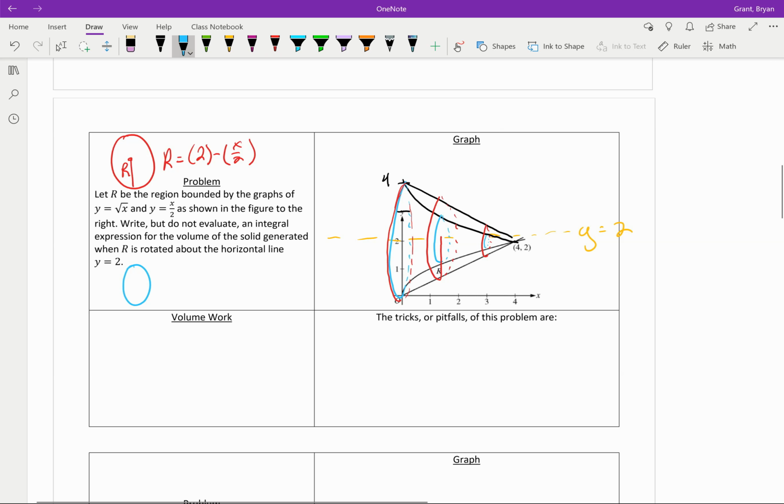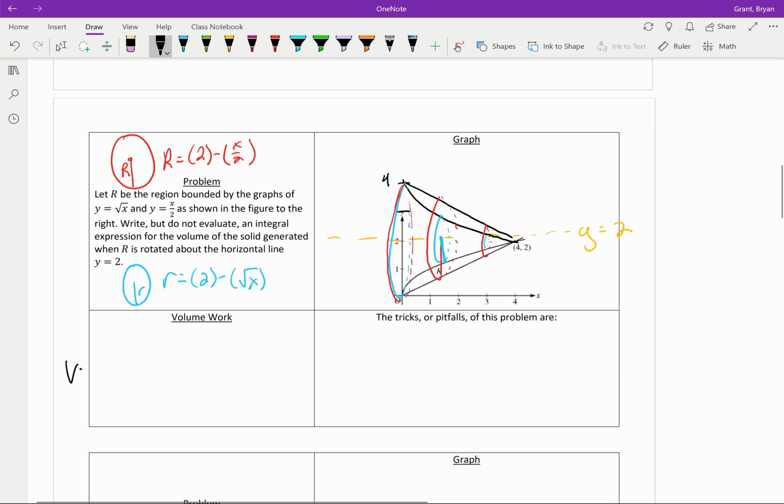All right, what about the blue function? Well, the blue function is going to be pretty much the same. It's just going to be here to here this time, right? And I'm going to call this little r. To find my little radius, top minus bottom. The top function is 2. The bottom function, the curvy one, is the square root of x. And honestly, we're probably ready for our volume.